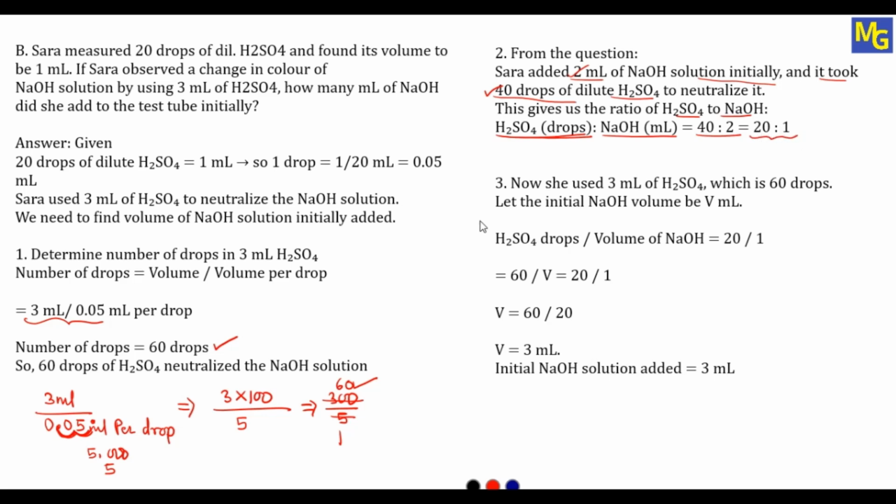Now the third step. Now she used 3 ml of H2SO4 which is 60 drops. See here, she has used 3 ml of H2SO4 which is 60 drops. Let the initial volume of NaOH be V ml because we don't know the volume.